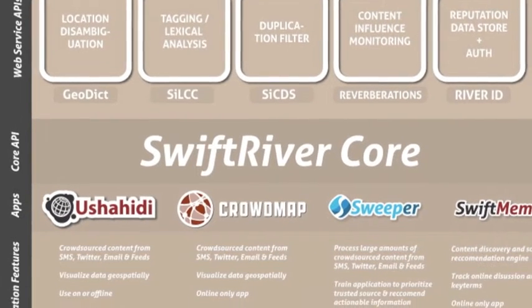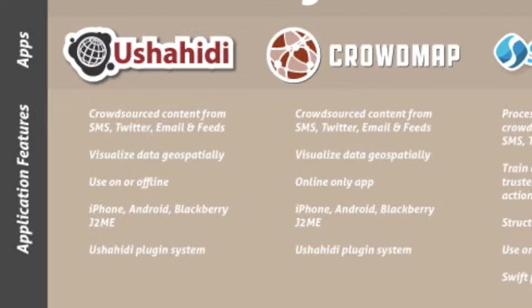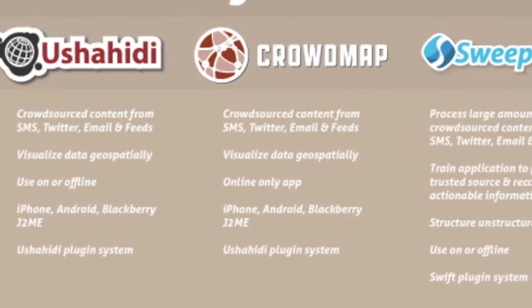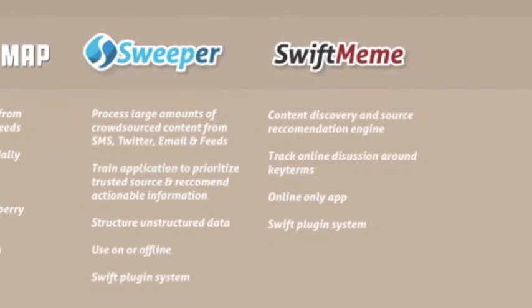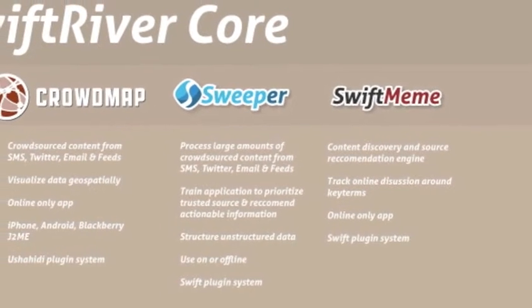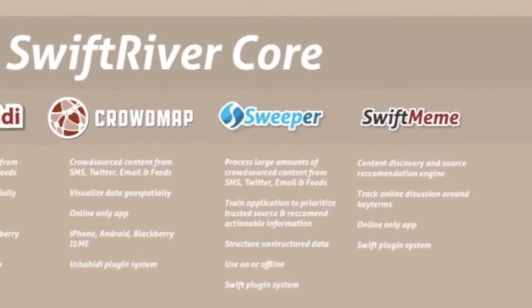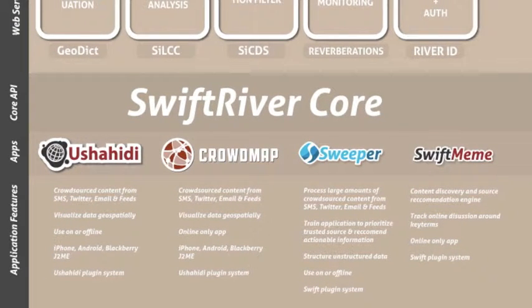Below we see the apps. Ushahidi, CrowdMap, Sweeper, and SwiftMeme are the 4 apps Ushahidi currently has in its ecosystem. They each perform different tasks and functions. Ushahidi is for geospatial data visualization, CrowdMap is Ushahidi in the cloud, Sweeper is for data curation and validation, and SwiftMeme is for data aggregation and source discovery. These apps make it easy for users to process data and perform tasks, while Swift makes it easy for these apps to function. So what exactly does SwiftRiver do to data, and why is it doing it?